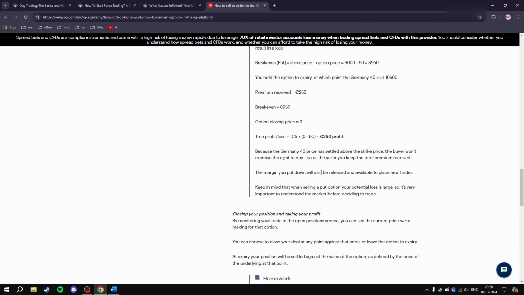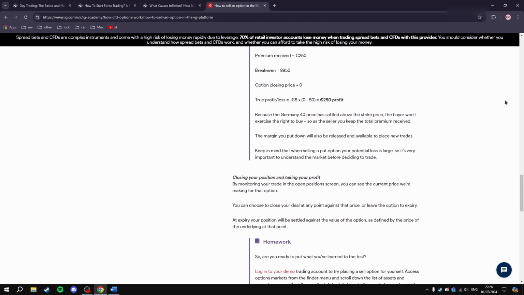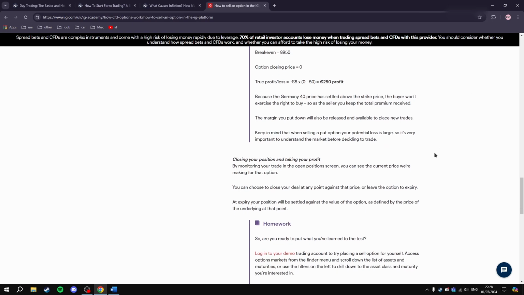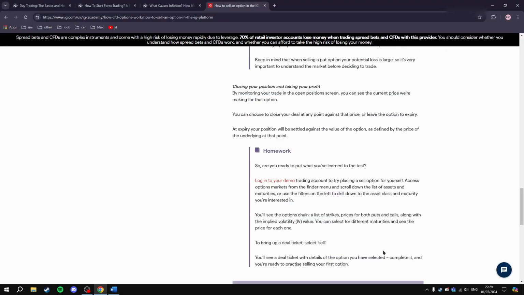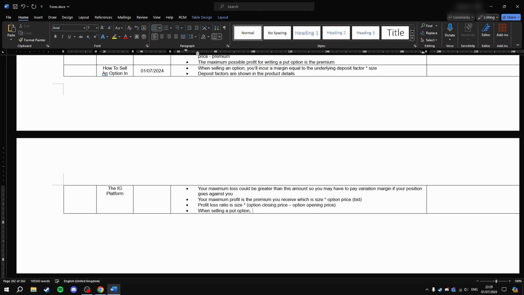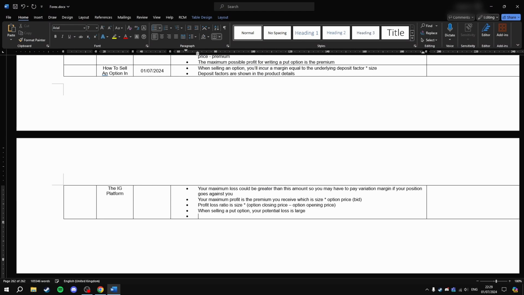Because the German 40 price has settled above the strike price, the buyer won't exercise the right to sell, so as a seller you keep the total premium received. The margin you put down will also be released and available to place new trades. Keep in mind that when selling a put option, your potential loss is very large, so it's very important to understand the market before deciding to trade.